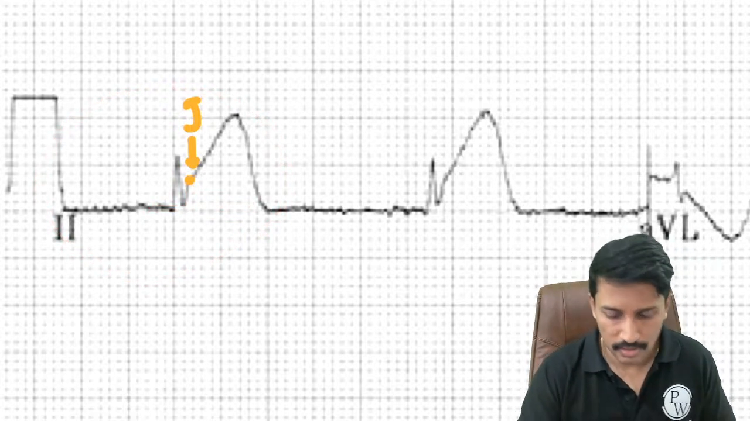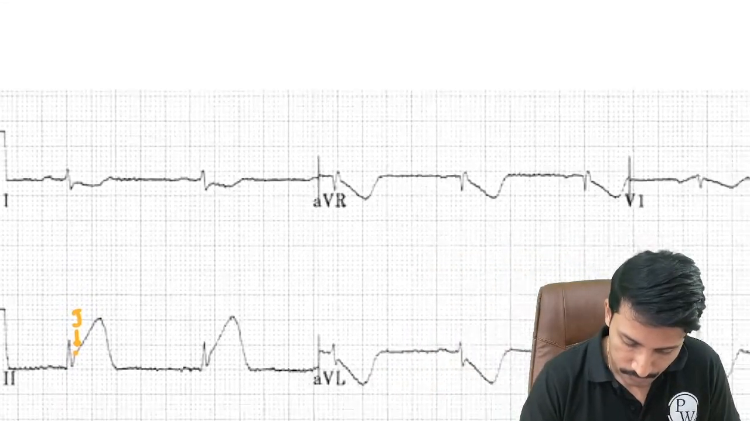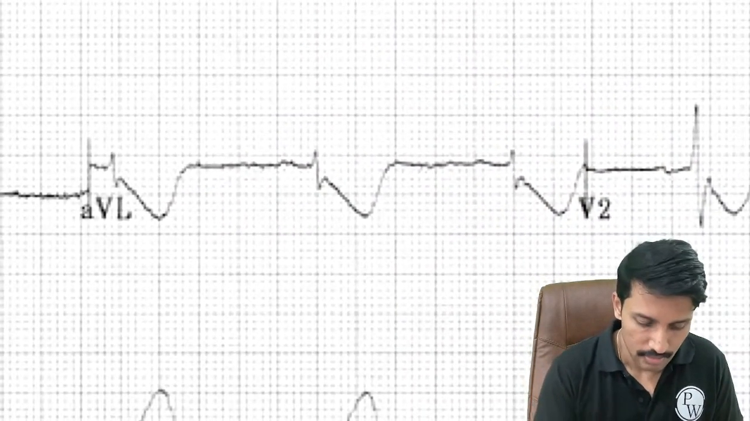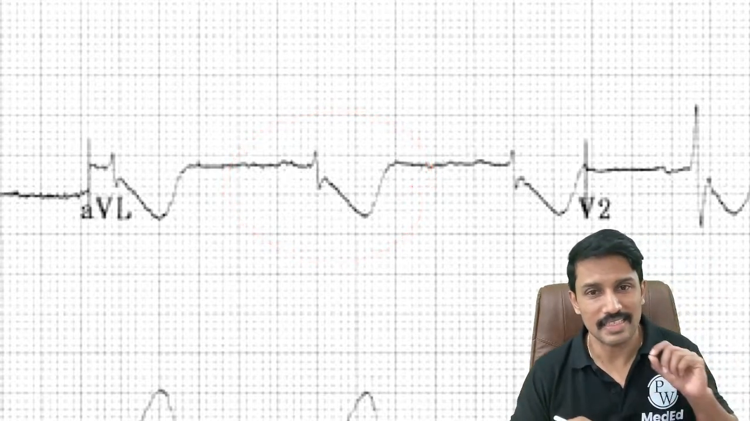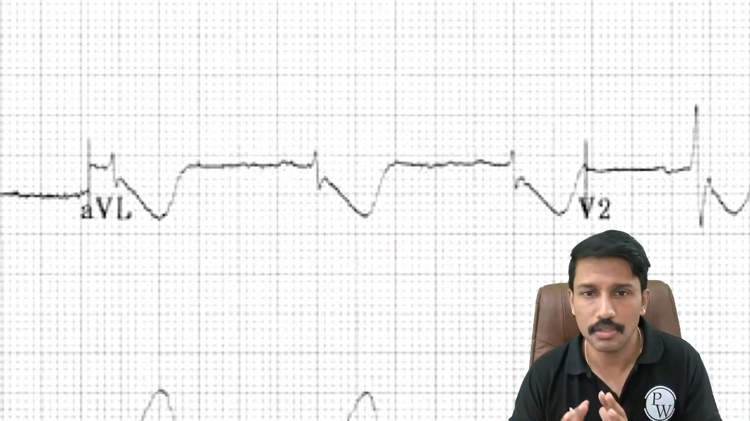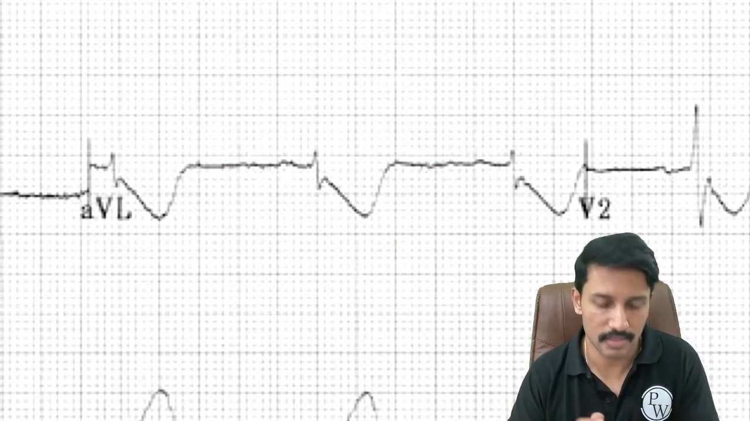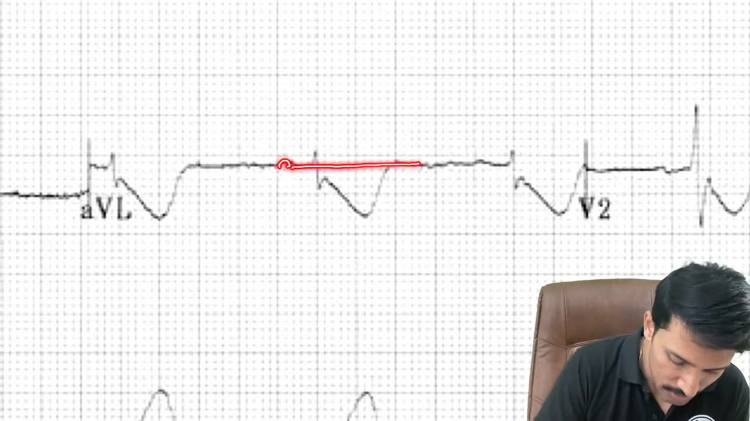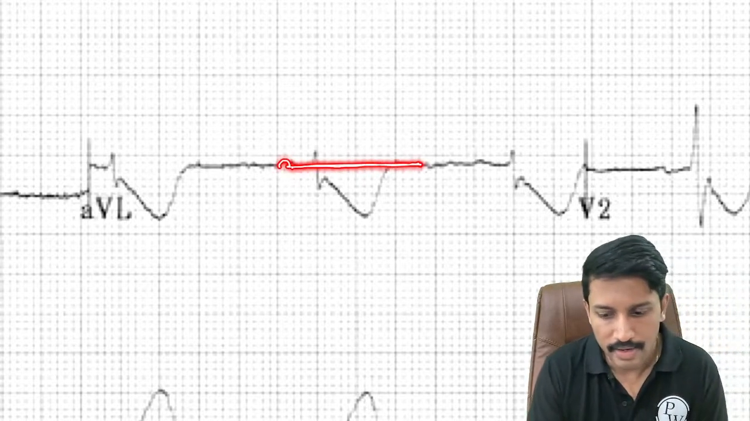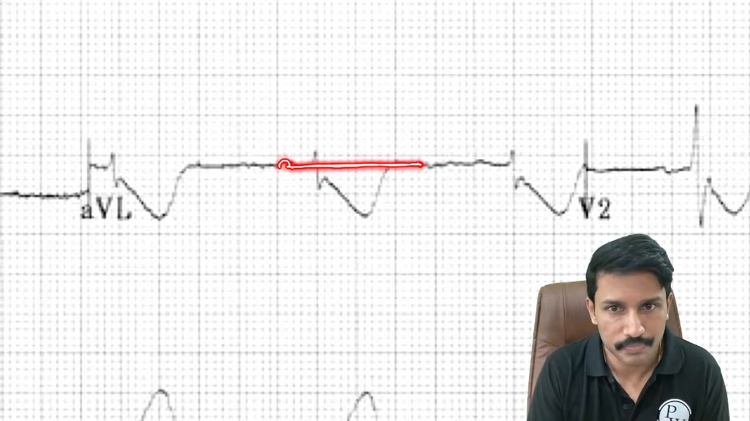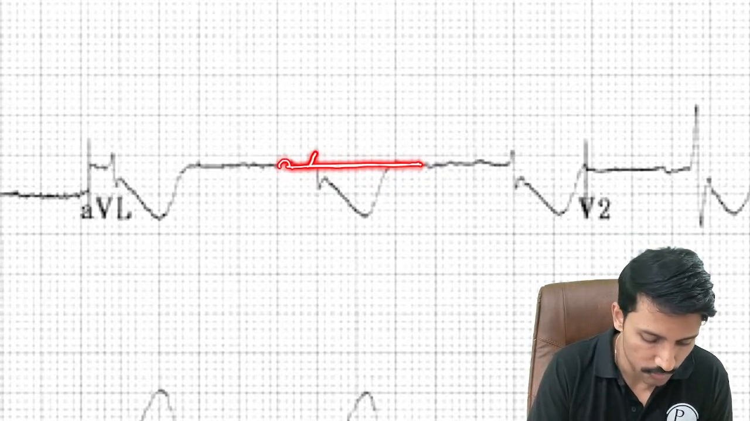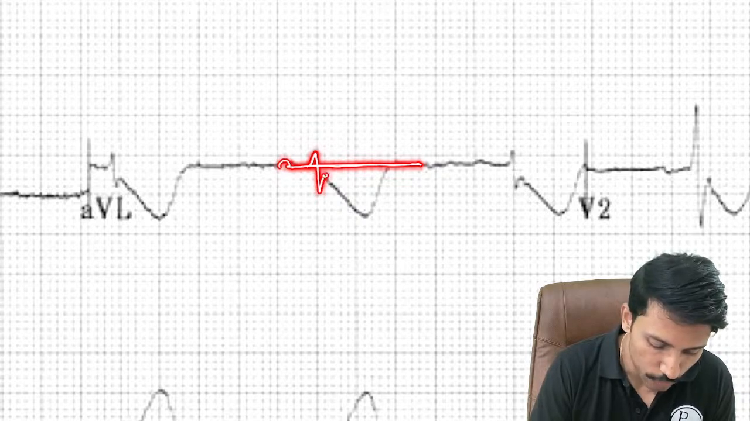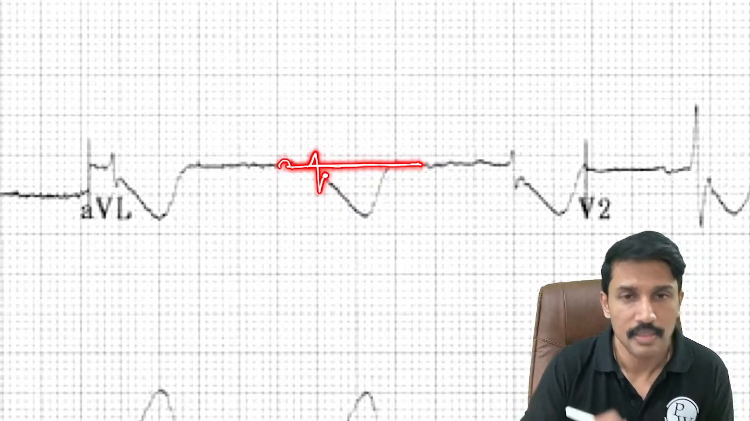Okay. Similarly, I'll take your attention to lead AVL, right? This is lead AVL. Now look at this and tell me whether there is ST depression or elevation, or the ST segment is on the baseline. You can see the P and PR segment. So this is my baseline. PR segment is my reference line. And when I compare it, where is my ST segment? This is the S wave, the end of S wave. This is where I find the J point.